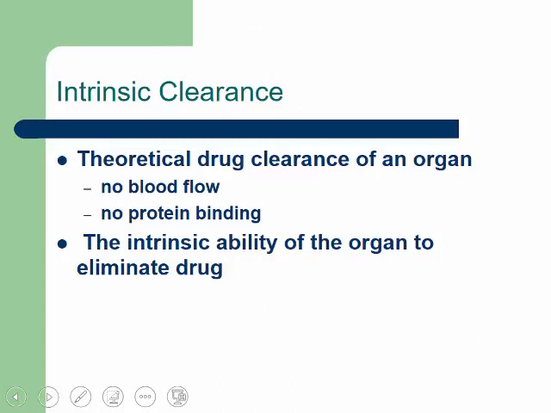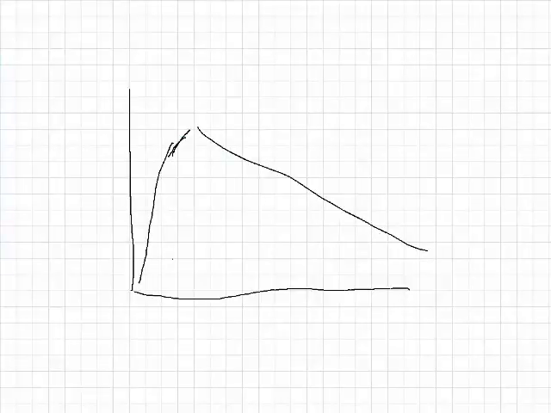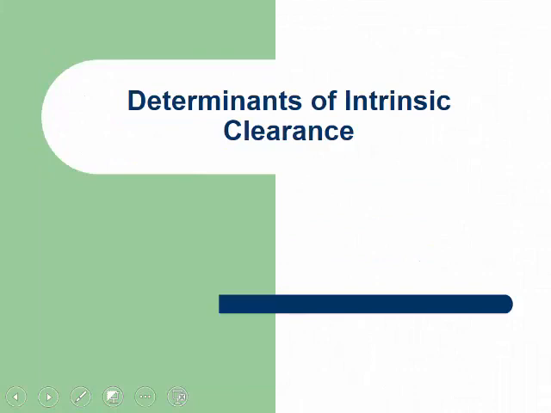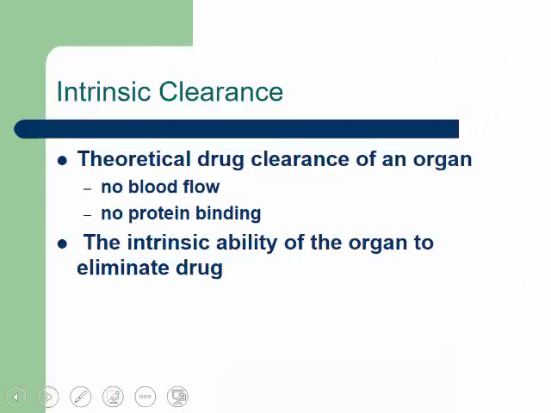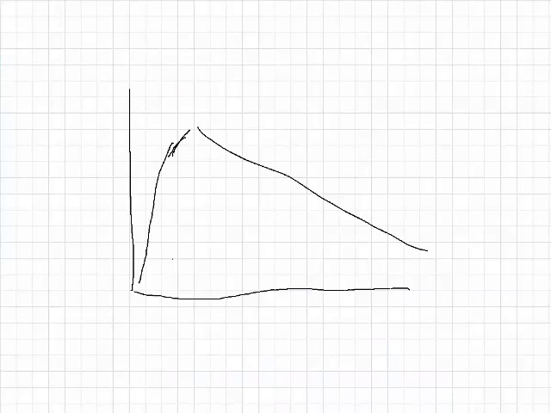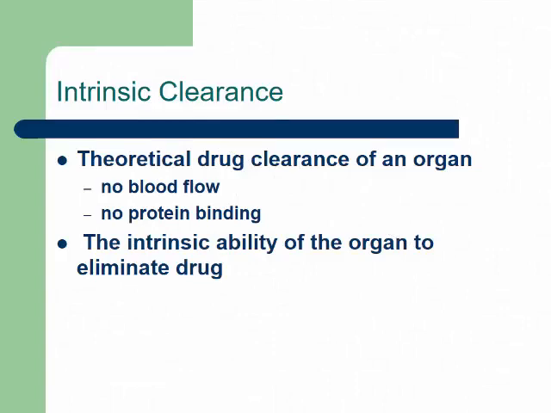All right. So intrinsic clearance. What determines intrinsic clearance? Recall that intrinsic clearance is defined as the theoretical drug clearance of an organ. So it's the actual intrinsic ability within itself when there's no blood flow and no protein binding holding it back. So it's the intrinsic ability of the organ to eliminate drug. So none of these things are going to be getting in the way. It's all about the innate ability of the organ to eliminate drug.